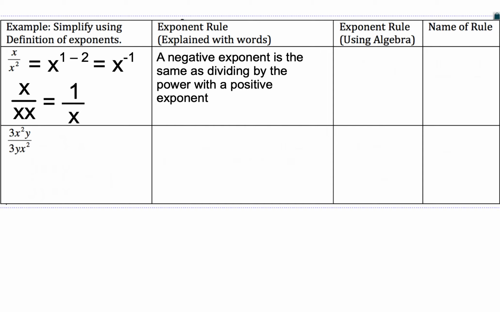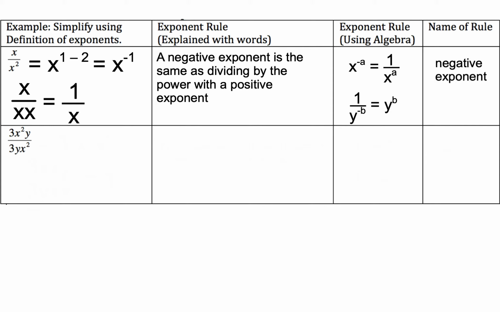Okay, here's the rule written a couple of ways. x to the negative a, we could change it to 1 over x to the positive a. And if you have a negative exponent on bottom, you can just move it to the top of a fraction and it gets rid of the negative exponent. And this is your negative exponent rule.